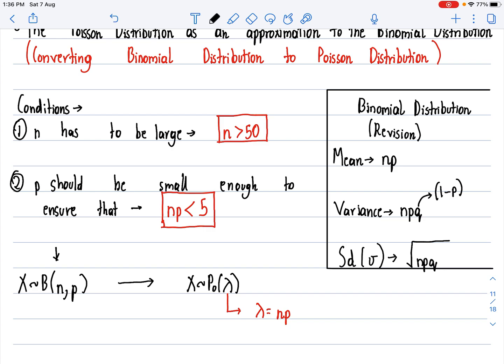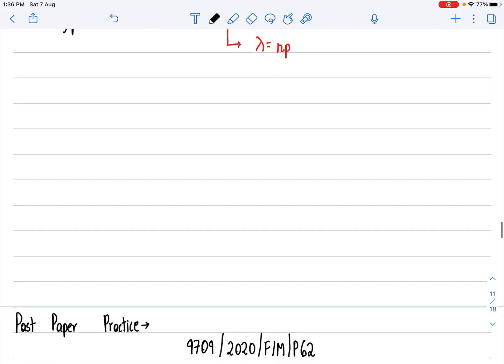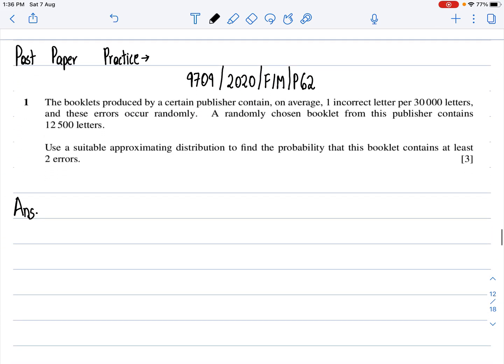So these are the most important conditions. And you obviously need to know that binomial distribution and Poisson distribution are both discrete variables, hence there will be no continuity correction. We'll go through the concept of continuity correction in the next video, because there we are converting from Poisson distribution to normal. So that's in the next video. But before that, we'll do some past paper practice of approximating the Poisson distribution to binomial distribution, correct?